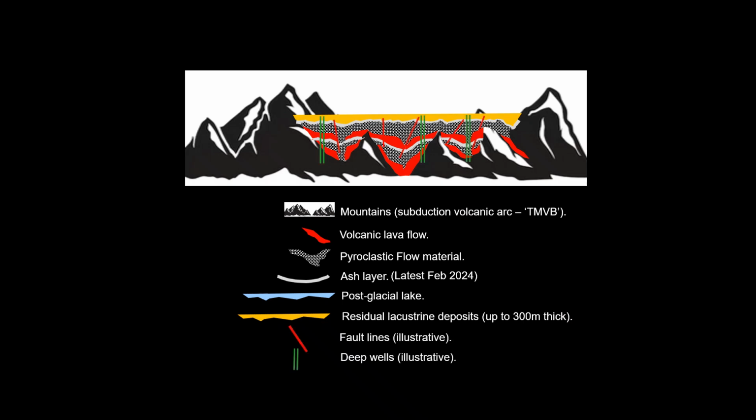Finally, for completeness, I have added some fault lines and deep wells as illustrations. And that gives us the answer to the third question. How did we get such a vast, flat valley so high up in the mountains? To bring the threads together, I've come up with two different ways of summarizing the story.